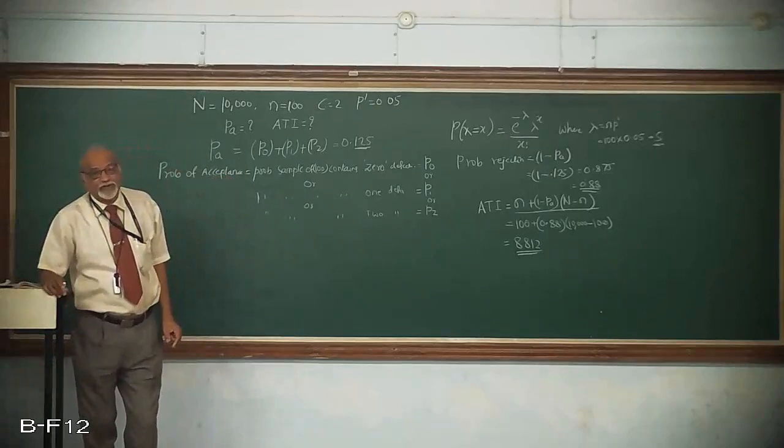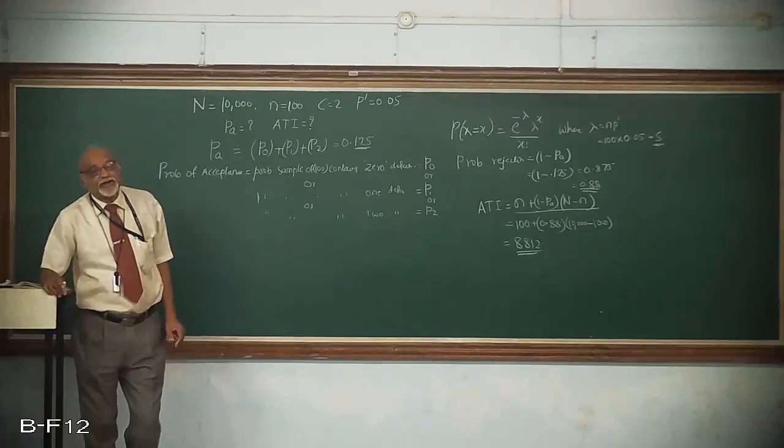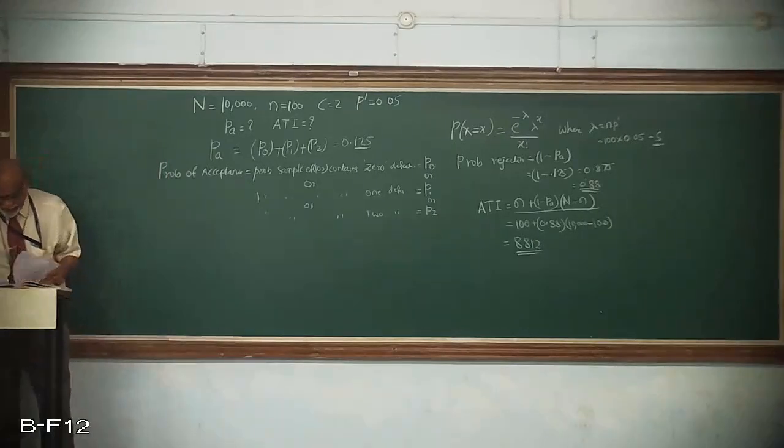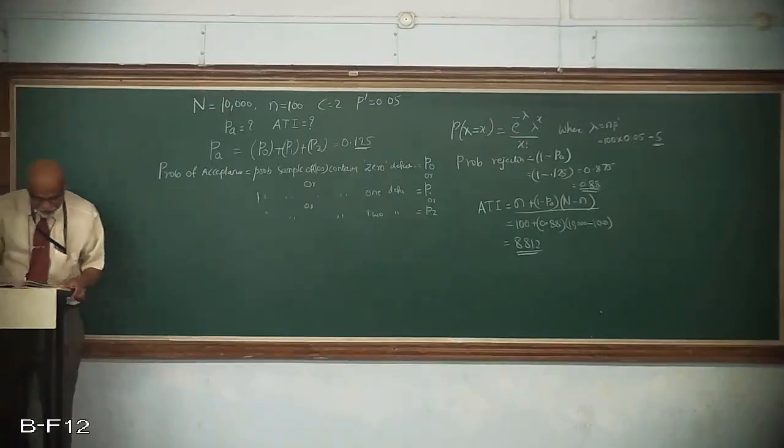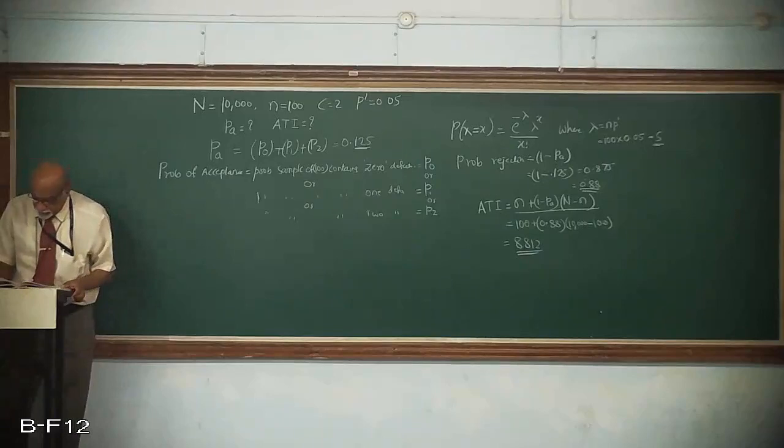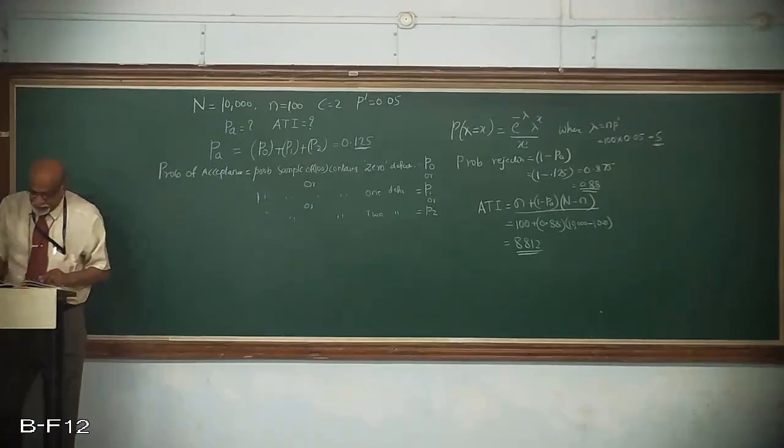But now let us take an example of how the probability of acceptance will be calculated in a double sampling plan. Okay. Let us take that example. It makes things clearer. You take down this example.